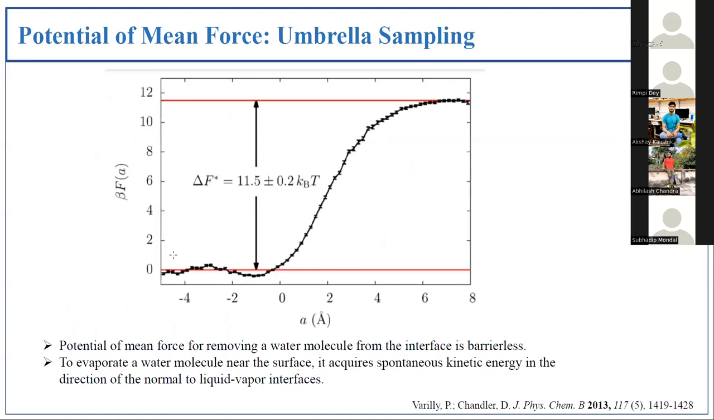One example of a potential of mean force calculation from umbrella sampling is the evaporation of water, studied by the Chandler group, where the potential of mean force for removing a water molecule from the interface is barrierless. So here we can see that there is no barrier for condensation of the water. Also, to evaporate a water molecule near the surface, it requires only a spontaneous kinetic energy in the direction normal to the liquid-vapor interface to go from the liquid to the vapor state.